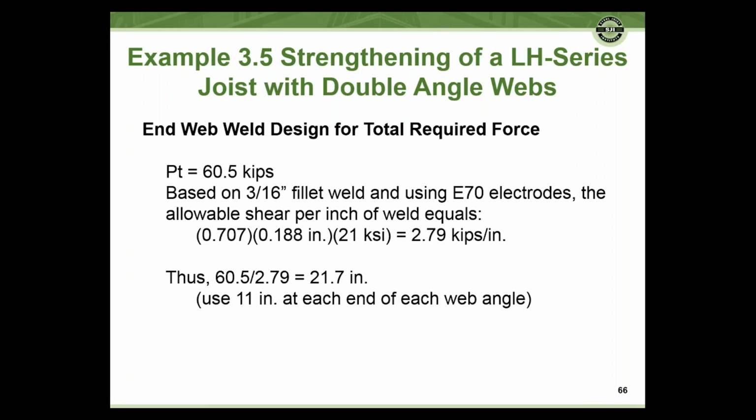Now remember, 21.7 is the total force required. We have 2 webs, so that weld is going to be distributed to each end, to each web. So we're going to need 11 inches at each end.